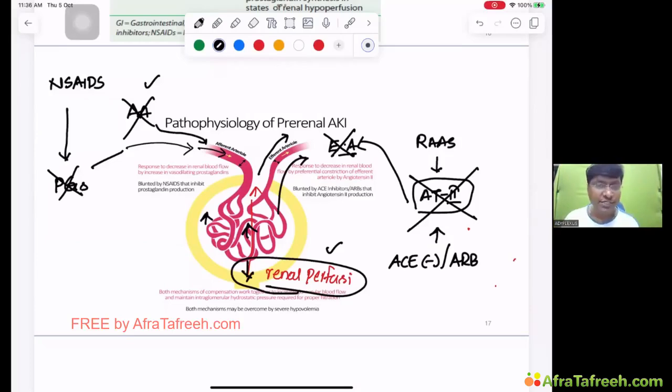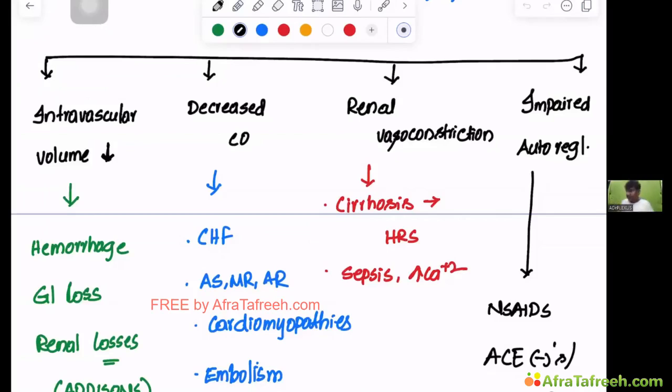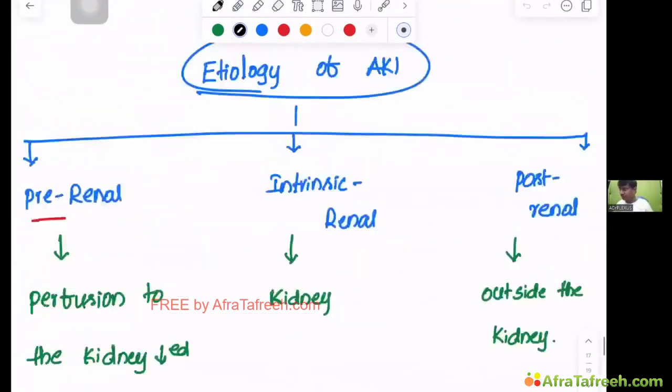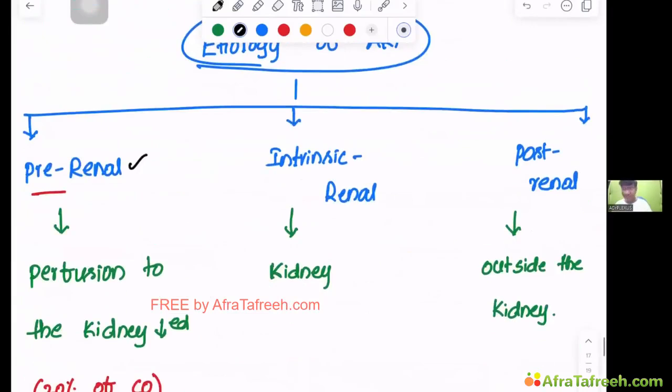So both of these, have you understood this? NSAIDs and the ACE inhibitors. Just give me a thumbs up if you have understood these two mechanisms. If you did not understand, please let me know. So these are the etiologies that will be causing pre-renal. What we have discussed is the pre-renal.